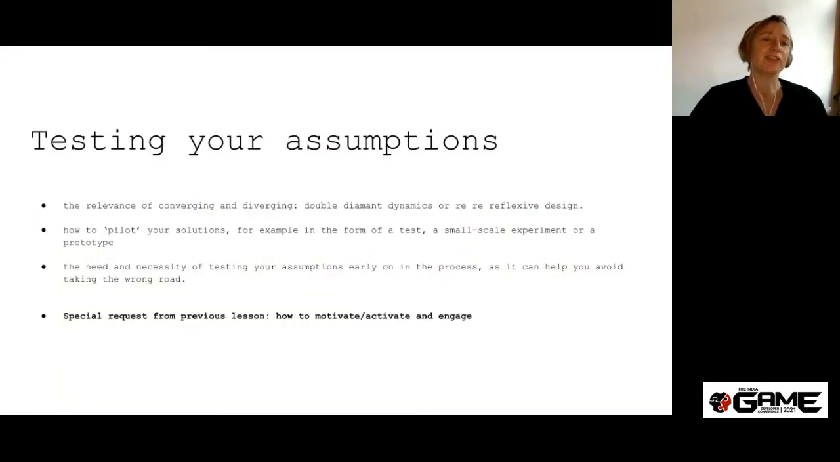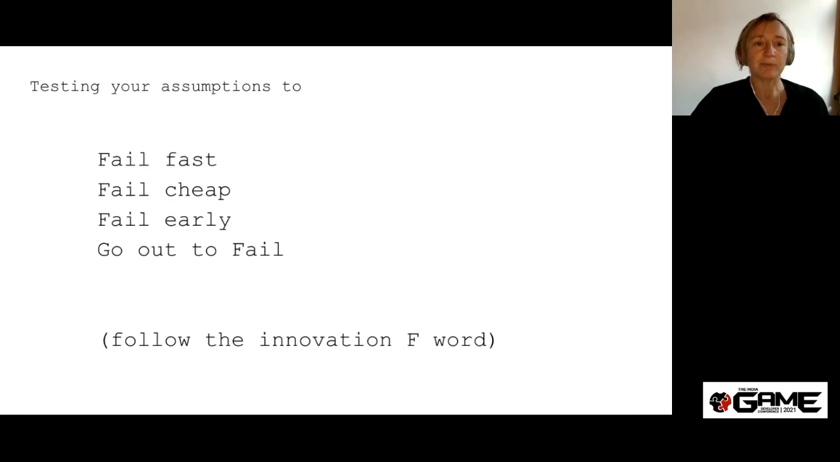So testing your assumptions, this is the interesting part, is how can you do that? I'm going to skip this slide. Because you have to fail fast, fail cheap, fail early, and go out to fail. Follow the innovation F word, it is called. But actually, innovation in Holland has been very popular for 25 years, to innovate and to invest in innovation. And I think innovation is just what we have been doing also in the last 50 years, 100 years, 150 years. We are always improving our products, our processes, and our daily life is being improved all the time.